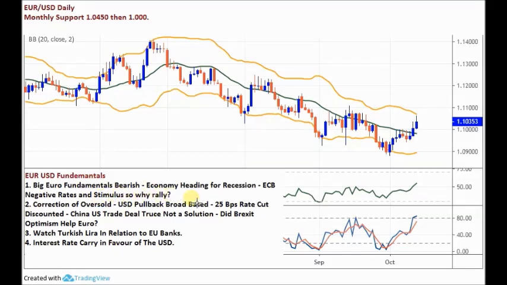So why the rally? Well, I just think, yeah, you can't have one-way traffic. Euro a little bit oversold. It's not that impressive a rally yet. I don't think it's going to become one. So correction of oversold for the euro.